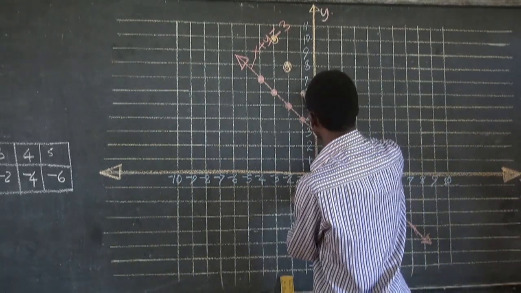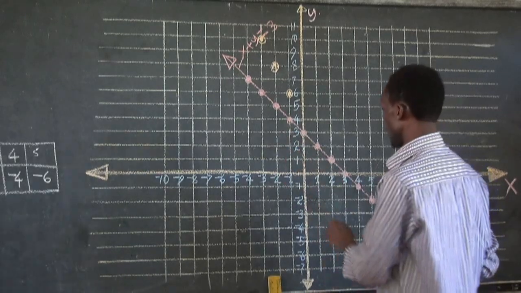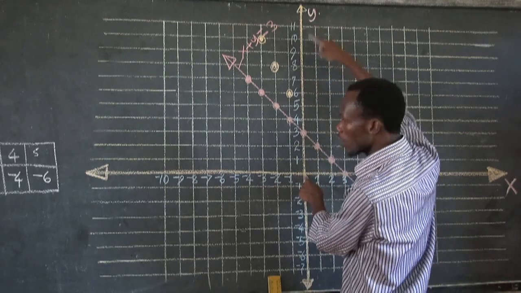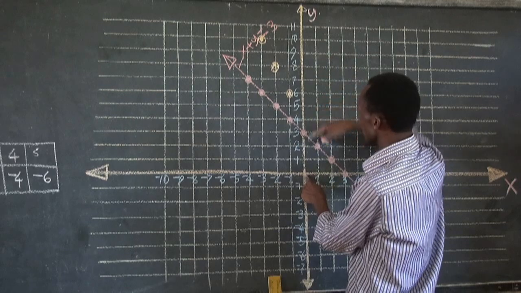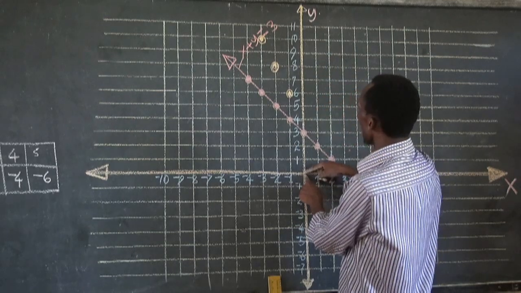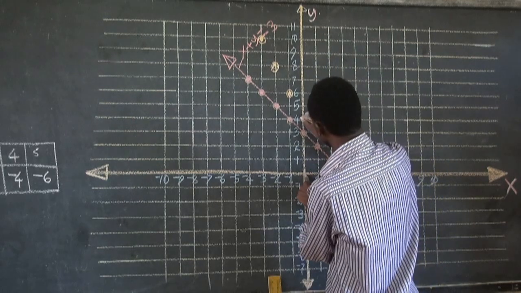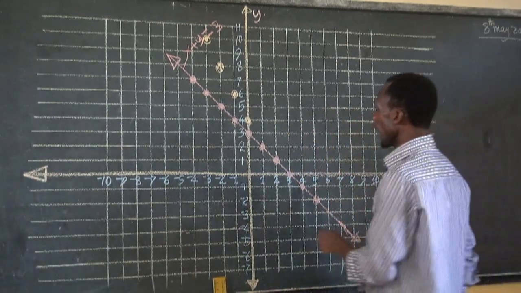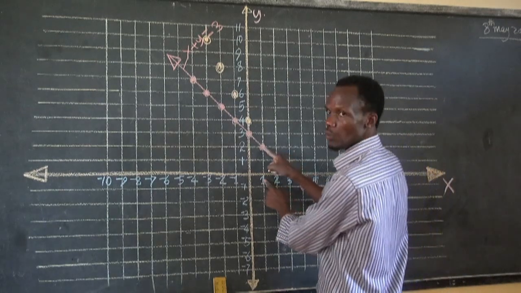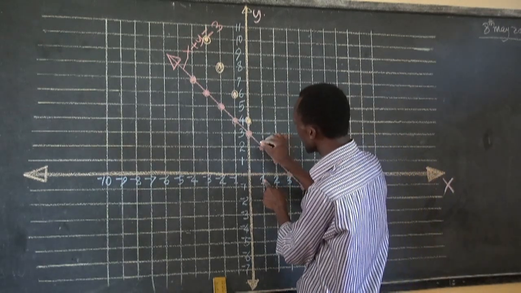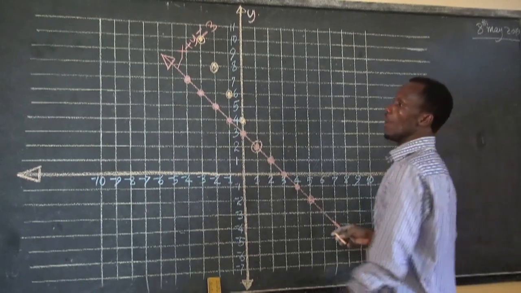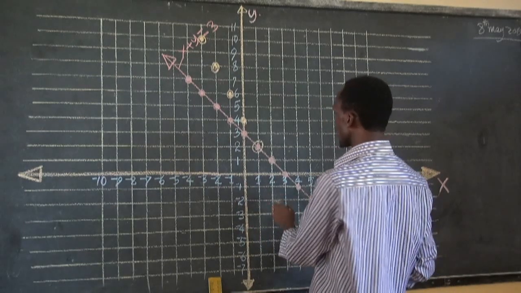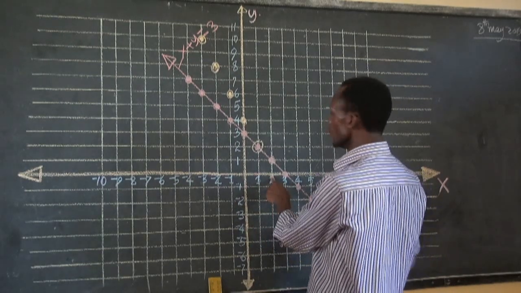Then, x is equal to 0, which means along the y-axis. Now, x is equal to 0, y is equal to 4, right here. X is equal to 1, y is equal to 2. Now, they share the point right here. And then, x is equal to 2, y is equal to 0, right here.